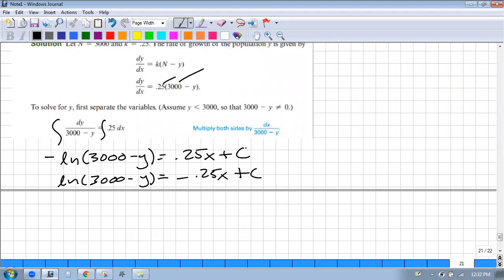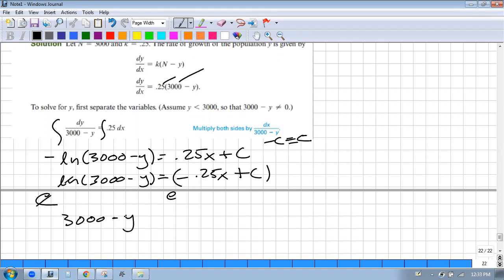And it'd be minus c, but we're just going to call that c. Rename it, just like c1 minus c2. We just called it c. A negative constant is still a constant. So we'll do e to the power of both sides.